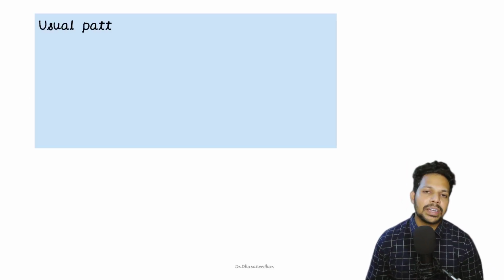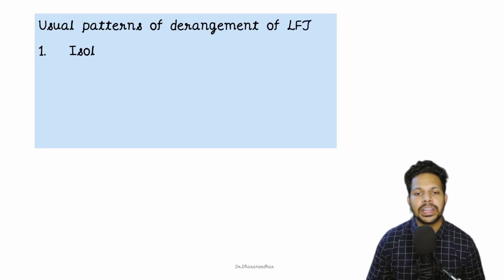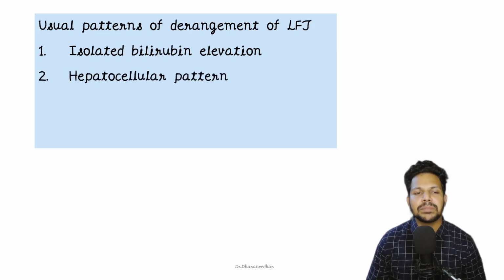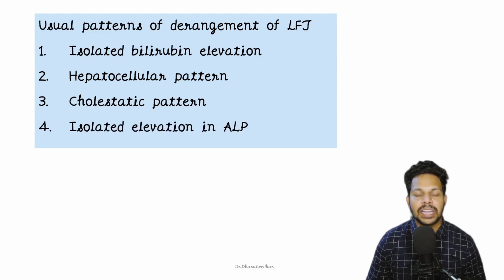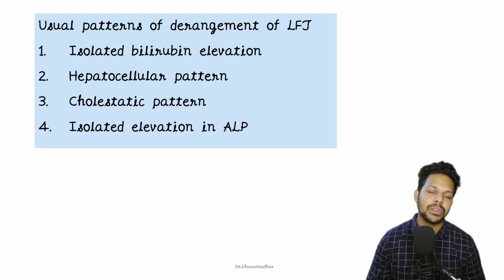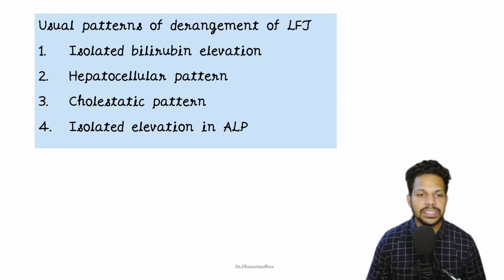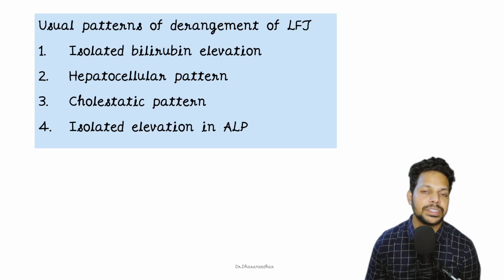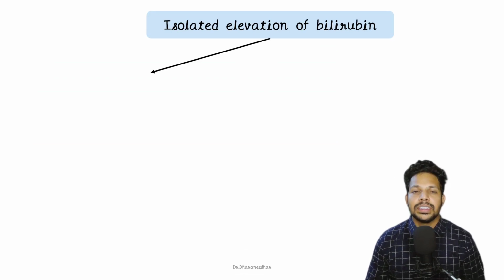Now, what are the usual patterns of derangement of LFT? So there can be an isolated bilirubin elevation, there can be a hepatocellular pattern, or there can be a cholestatic pattern, and sometimes there can be an isolated elevation in ALP. We have seen that in isolated elevation in ALP, what we have to do is either GGT and 5-nucleotidase, or you can do the electrophoresis, right? So if there is an isolated bilirubin elevation, you have to look at the direct bilirubin.